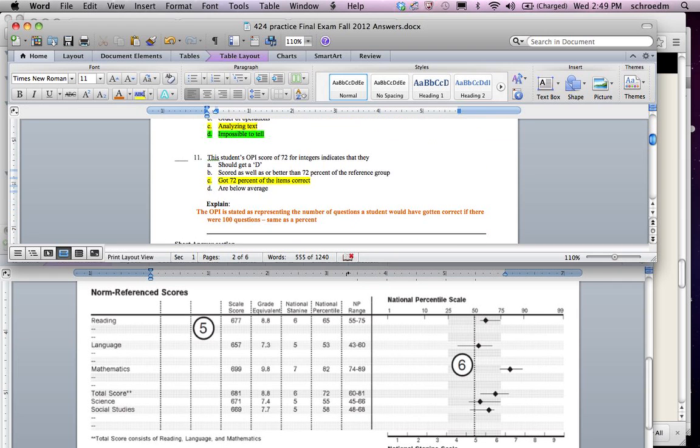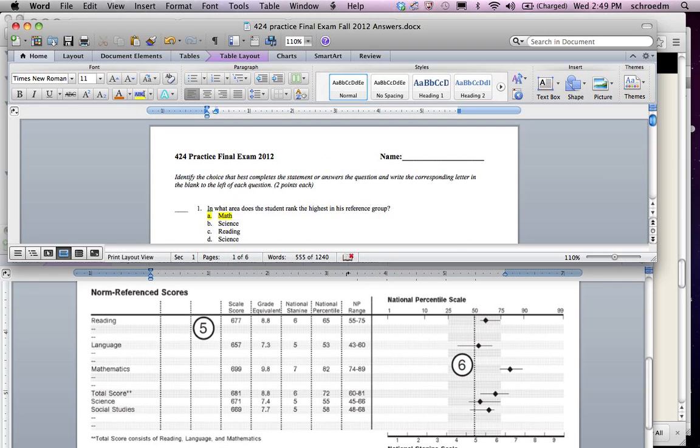The answers are highlighted. I'll also post the answers in D2L along with the answers to all the other practice exams that are up there. And I'll be going over those in a different video. I just want to get this one out first.